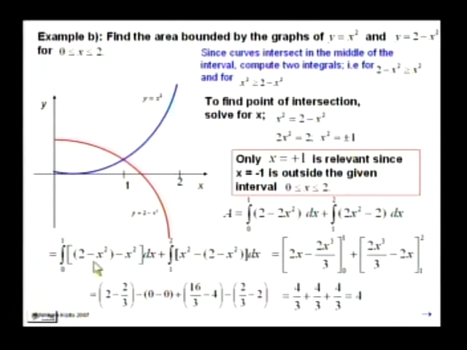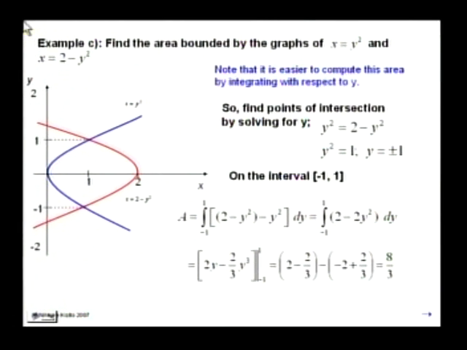So now, integrate each function separately, simplify, integrate. After integrating, evaluate the first integral from 0 to 1, put 1 first, minus, put 0 again. This one here, put 2 first, minus, put 1 again. When you simplify all this, the answer will be 4. So this means that this is the area you obtain by evaluating this area plus the area here.